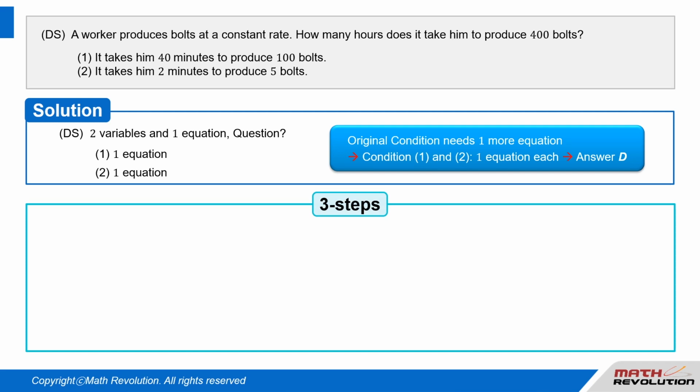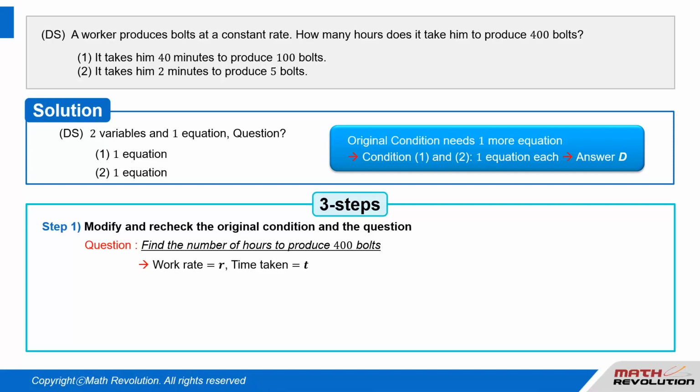Let's apply the 3 steps suggested previously. Follow the first step of the variable approach by modifying and rechecking the original condition and the question. We have to find the number of hours it takes a person to produce 400 bolts. Let the work rate and the time taken be R and T. So R times T equals 400.